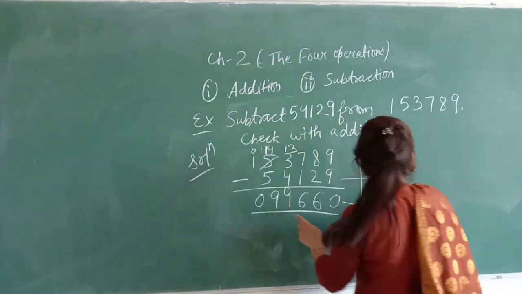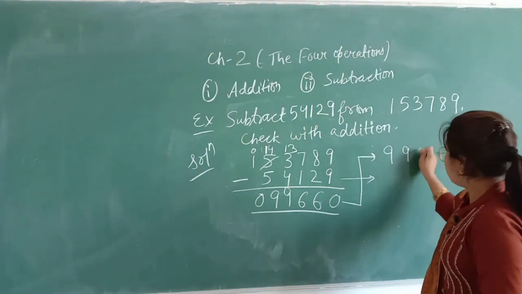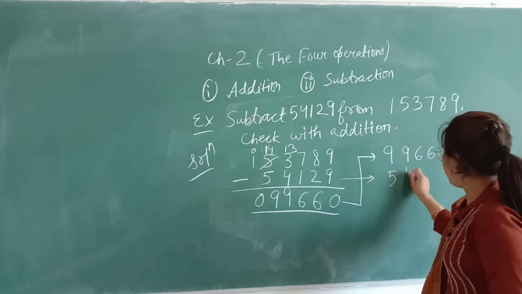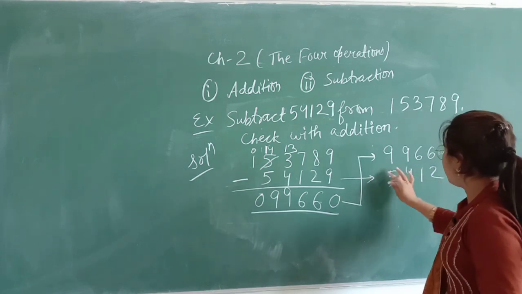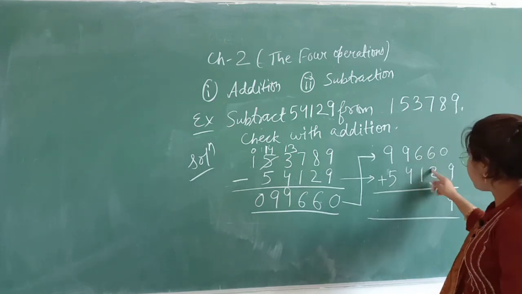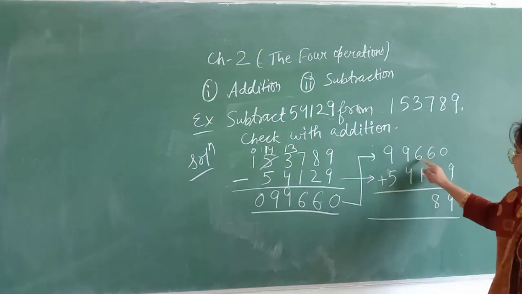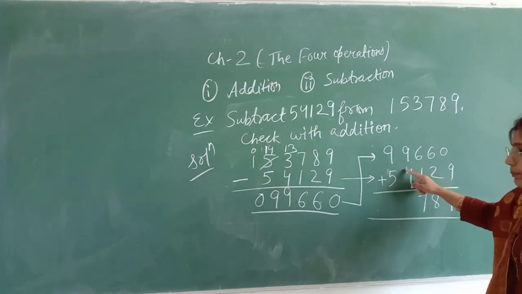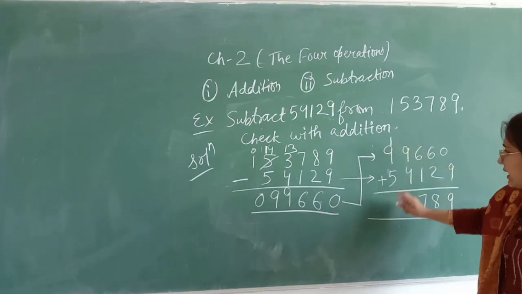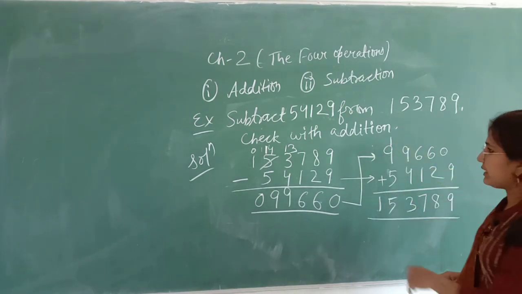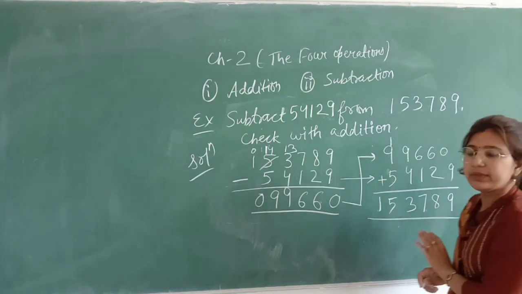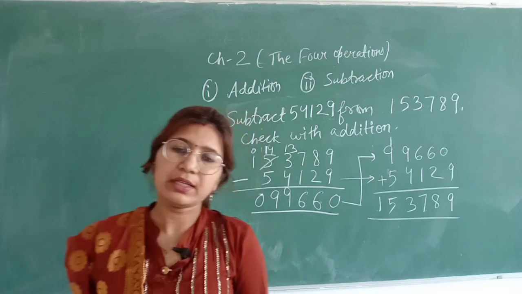Okay, see, it gives you 9, 9, 6, 6, 0, and this is 5, 4, 1, 2, 9. Now add these two values. You will get 9, 6 plus 2 is 8, 6 plus 1 is 7, 9 plus 4 gives you 13, and 1 is carry here, 9 plus 1 is 10, 10 plus this is 5. Check your answer, it is 153789, 153789. It means that your question is totally correct.